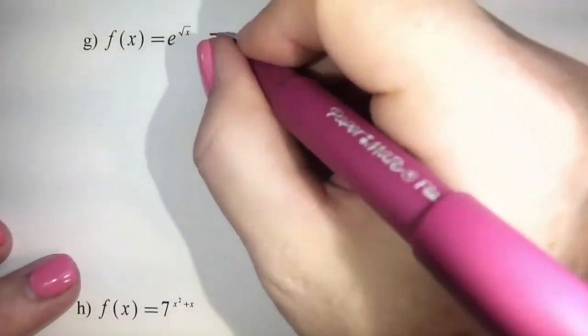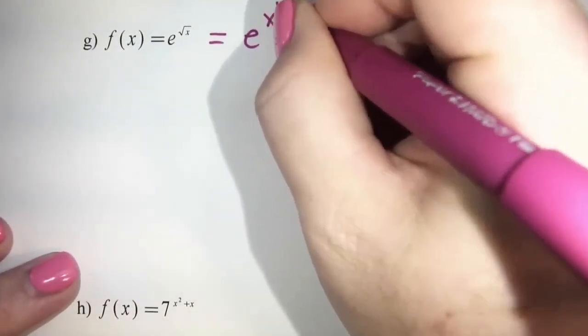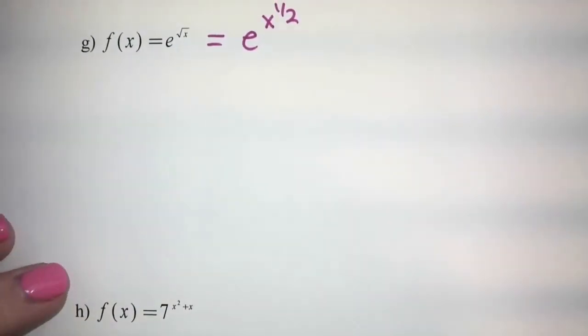Okay, so in part G, we have e to the root x. So pause and let's see if you can get the derivative of e to the root x. So I would write this first as e to the x to the 1/2 before I start doing the derivative.